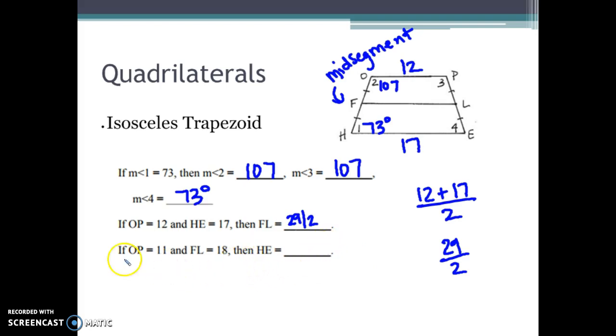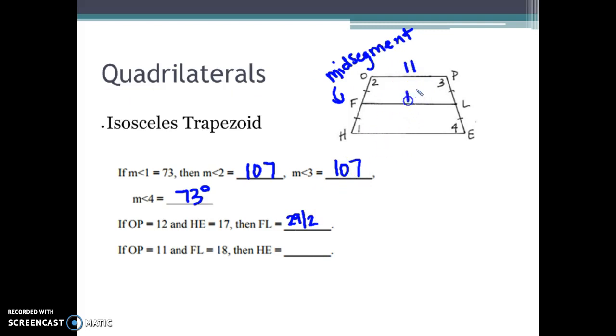Okay, then it changed it up on us a little bit, so I'm going to erase what we have. It says now OP is 11, and FL is 18. So we want to know what HE is. Well, this 18 is right in the middle of 11 to HE, right? So one option is to say from 11 to 18 we add 7. So from 18 to HE we add 7, which would give us 25.